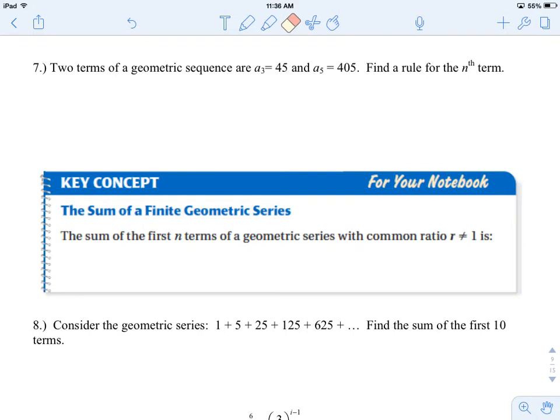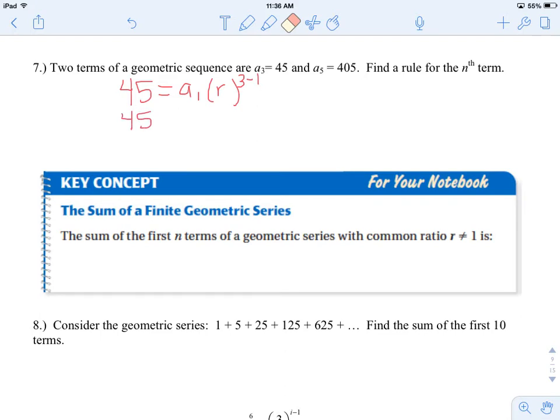What if we have to find the rule for a geometric sequence and we're not told the first term or the common ratio? Let's take a look at how we could figure this out. So what we do know is that the output is 45 when the n value is 3.